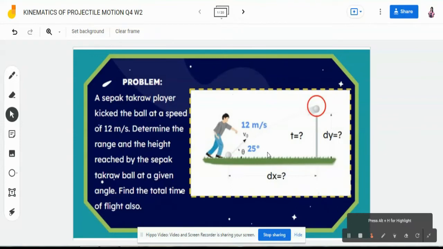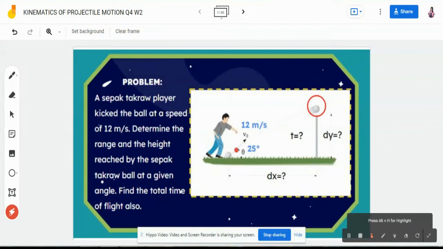So let me read. A sepak takraw player kicked the ball at a speed of 12 meters per second. Determine the range and the height reached by the sepak takraw ball at a given angle. Find the total time of flight as well. So let us visualize the given problem.